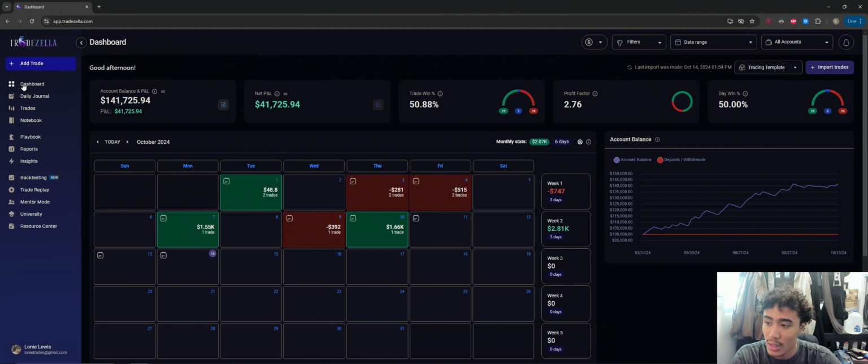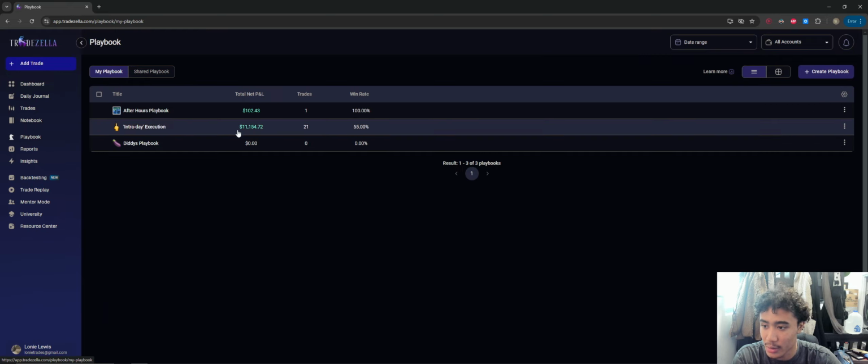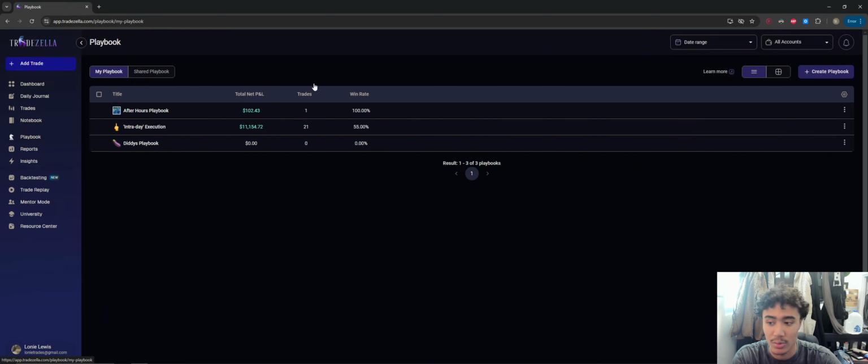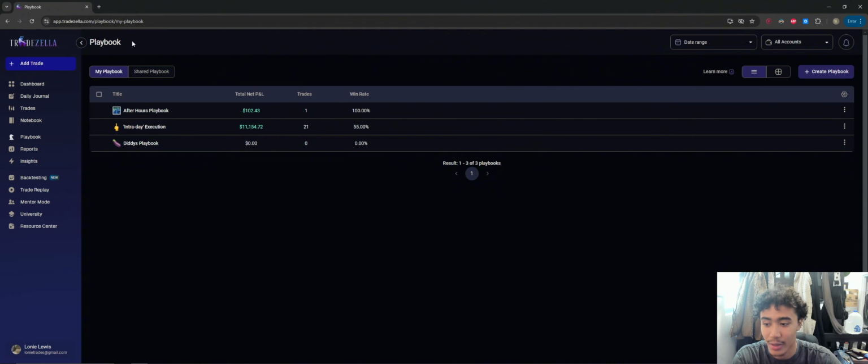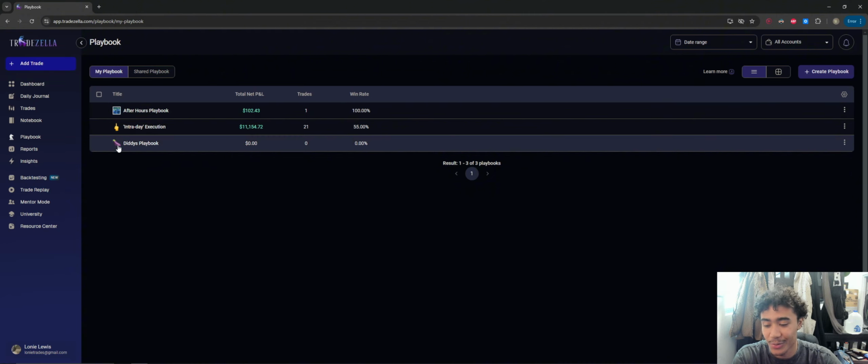When you open TradeZella, go down 4 tabs. 1, 2, 3, 4 to playbook right here. You can see we have 3 playbooks. We have the after hours playbook, we have our intraday execution, and we have okay.